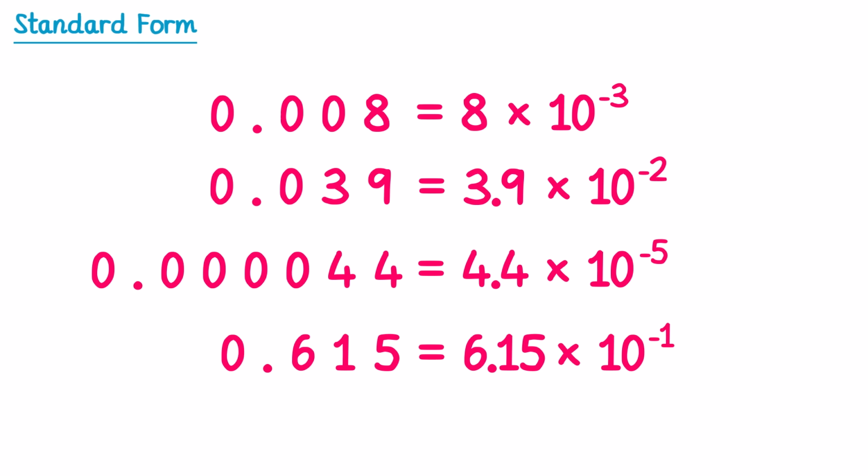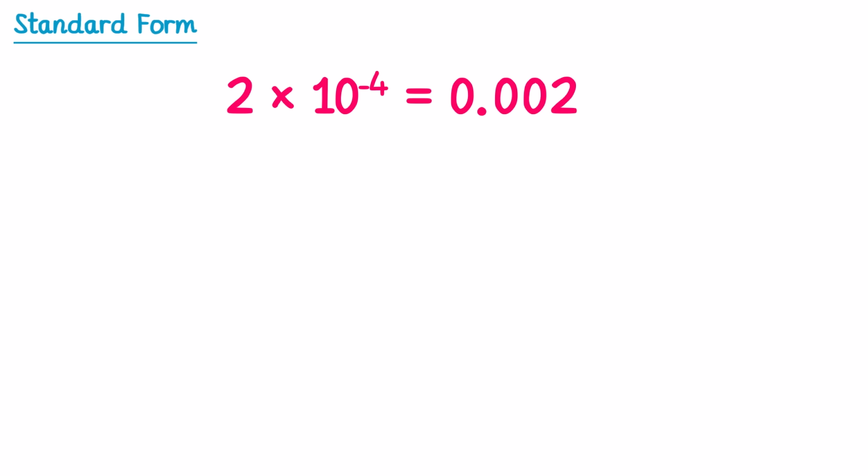Now, just like when we had very large numbers, you also need to be able to do this process in reverse. So if you're given a number in standard form, you need to turn it into an ordinary number. Let's look at how you do that now. So we're going to start with the number 2 times 10 to the power negative 4. You can think of multiplying by 10 to the power negative 4 as dividing by 10 4 times. So we're going to start with 2 and divide it by 10 4 times. If you divide 2 by 10 once, you get 0.2. If you do it a second time, it's 0.02, a third time 0.002, and a fourth time 0.0002.